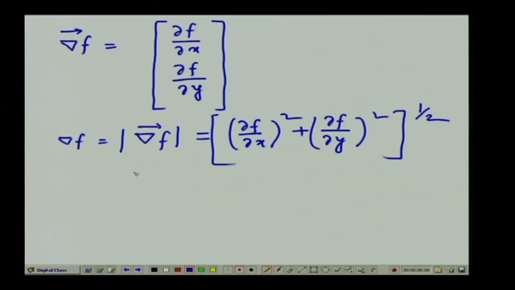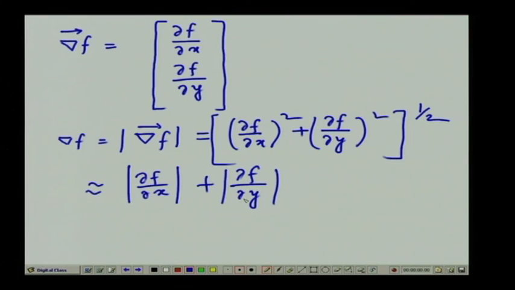But this particular expression leads to some computational difficulty, in the sense that we have to go for squaring and then a square root, and computing a square root in the digital domain is not an easy task. So, what we do is go for an approximation, which is the magnitude of del f/del x plus the magnitude of del f/del y. This is what gives us the first order derivative operator on an image.